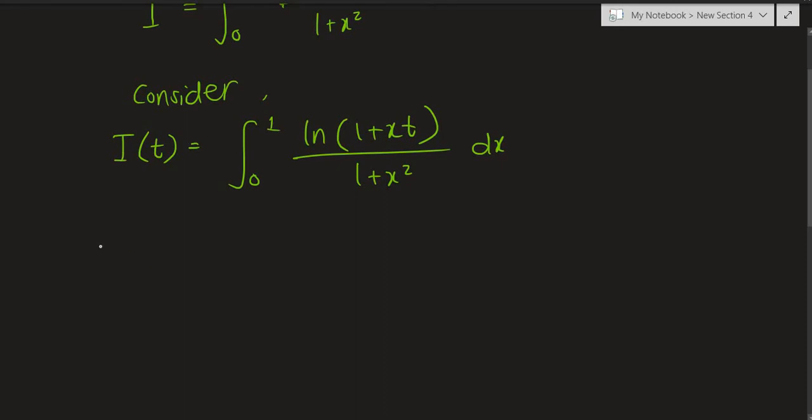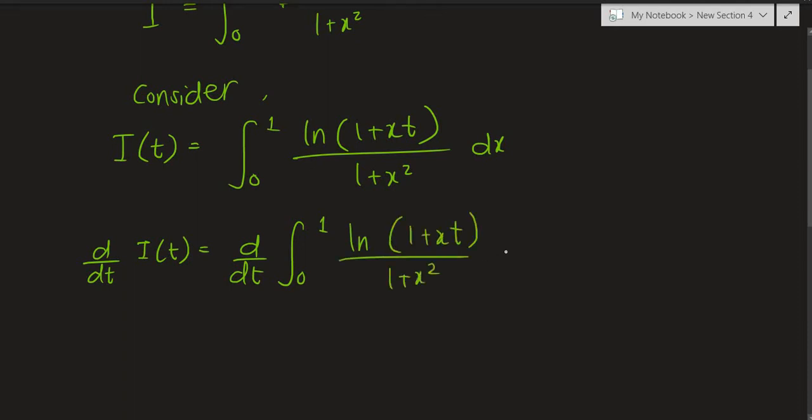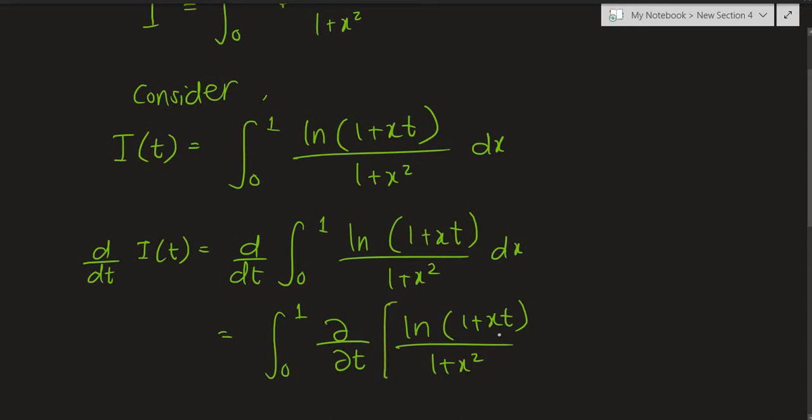And now it's time to differentiate with respect to t. So we have d over dt of I of t being equal to d over dt of the integral from 0 to 1 of natural log of 1 plus x times t divided by 1 plus x squared dx. Now, since this is a special case of the Leibniz rule because the upper and lower bounds do not depend on t, we can just differentiate inside the integral sign to have a partial derivative with respect to t of the natural log of 1 plus xt divided by 1 plus x squared, and the differential operators are acting on this dx.